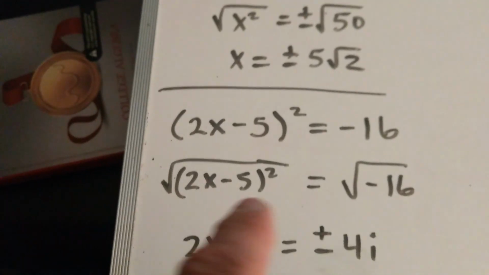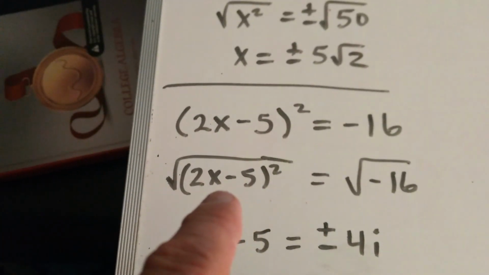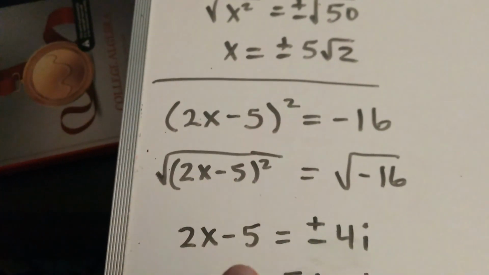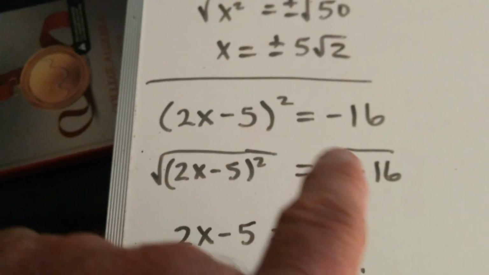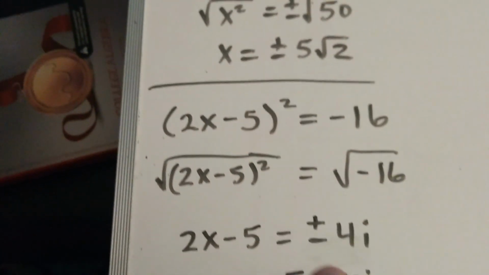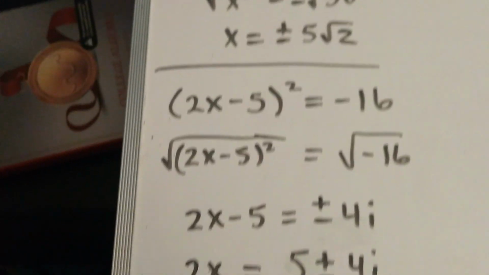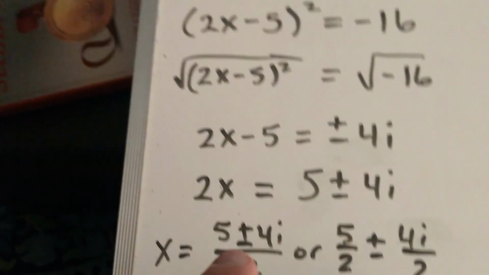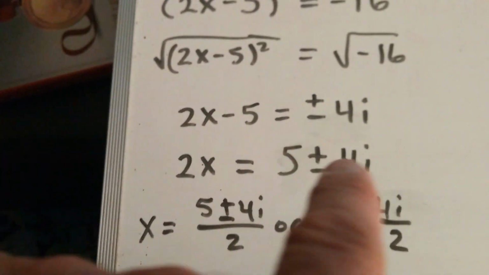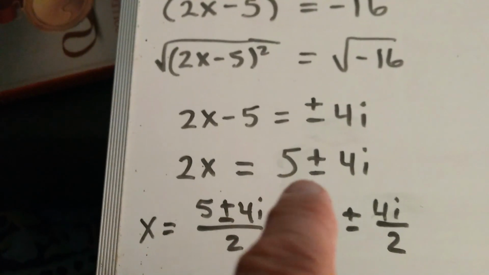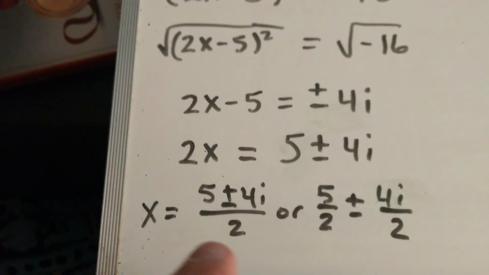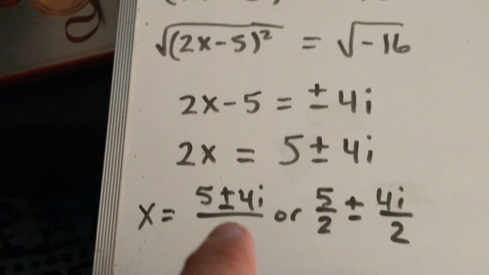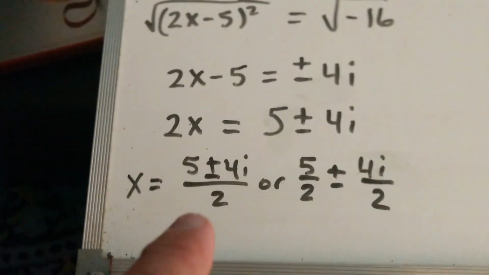So the first thing we do is take the square root of both sides. The square root of (2x minus 5) squared becomes 2x minus 5. For the square root of negative 16, we bring the i outside, take the square root of 16, and we get plus or minus 4i. Now it becomes just a two-step algebra problem. Add the 5 to both sides, we get 2x equals 5 plus or minus 4i. Divide by 2.